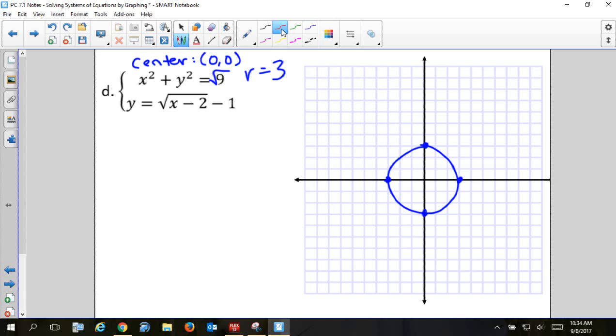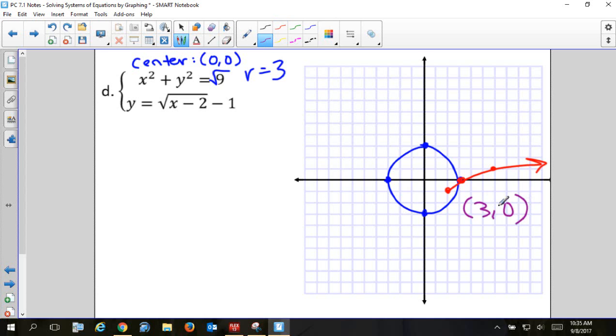All right, so the second one is what kind of graph? Square root. And is there a stretch? No, it's just a translation, which way? Right 2, down 1. So it's going to start here, and then we just draw our parent function. Where do you think it crosses? Right there. I think it's at 3, 0.